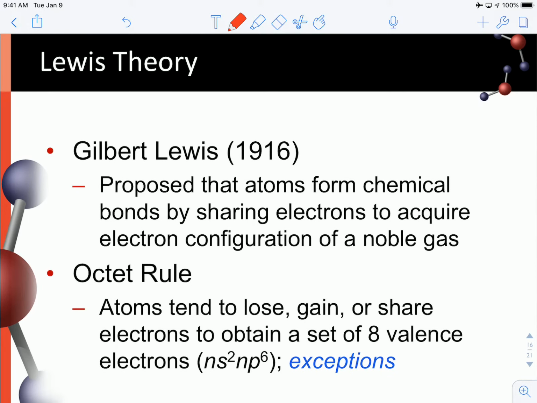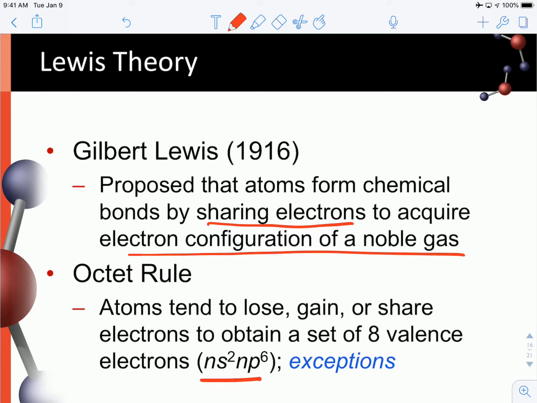Okay, so now we have the heart of the chapter, and that is Lewis' theory. Lewis proposed that atoms form chemical bonds by sharing electrons to acquire the electron configuration of a noble gas. The octet rule: atoms tend to gain, lose, or share electrons to obtain a set of 8 valence electrons. There are exceptions to this.